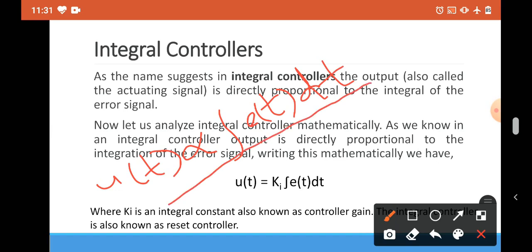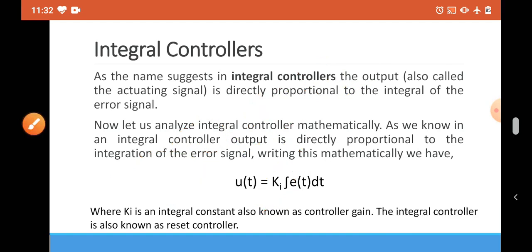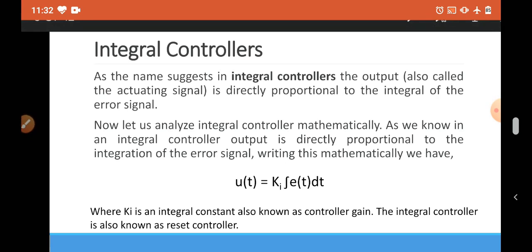So this is the original equation, which is then converted to this form by removing this proportionality sign and replacing it with the equality sign, whereas this ki is nothing but your integral constant or your proportionality constant here. So ki here is integral constant, and the equation here is u of t is equal to ki integration of e of t dt. The integral controllers are also known as reset controllers, because they reset the value.